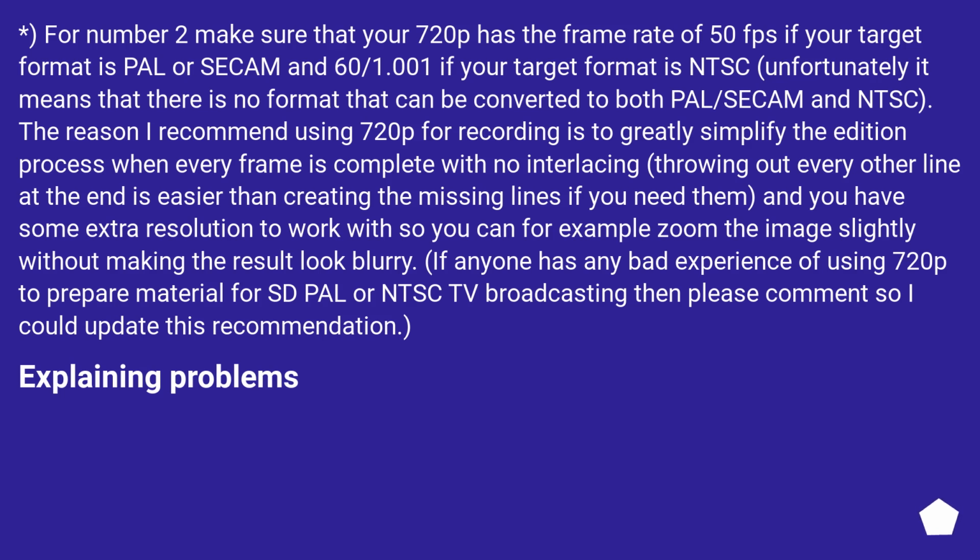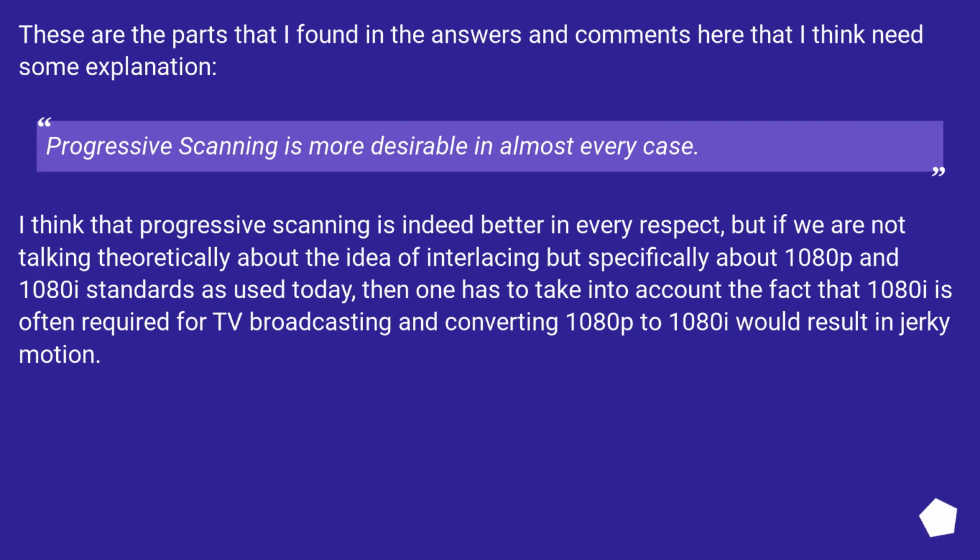Explaining problems. These are the parts that I found in the answers and comments here that I think need some explanation. Progressive scanning is more desirable in almost every case. I think that progressive scanning is indeed better in every respect, but if we are not talking theoretically about the idea of interlacing but specifically about 1080p and 1080i standards as used today, then one has to take into account the fact that 1080i is often required for TV broadcasting, and converting 1080p to 1080i would result in jerky motion.